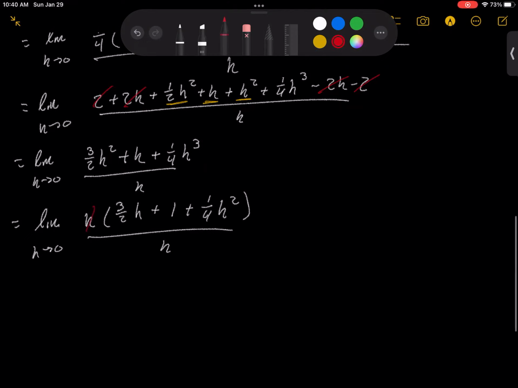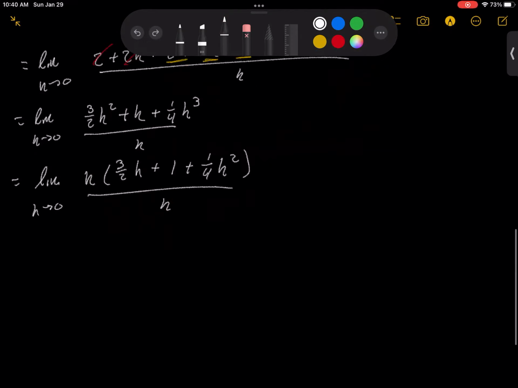Now I see that cancellation. This gives me the limit as h goes to 0 of 3/2 h plus 1 plus 1/4 h squared, which gives me just that 1.